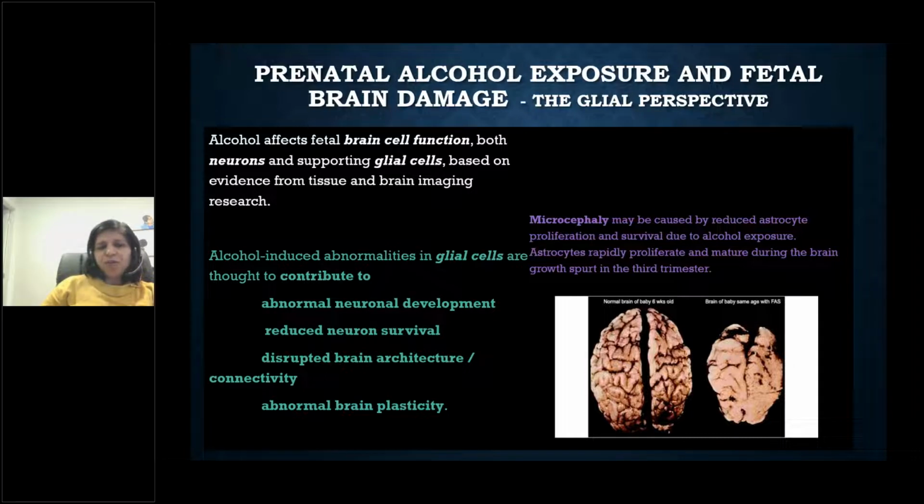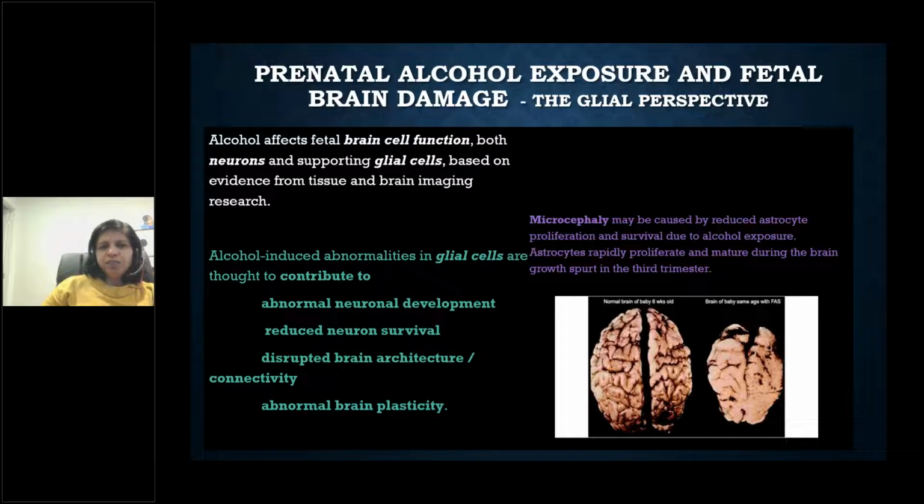Of course, if there are abnormalities in glial cells, it could lead to abnormal neuronal development, reduced neuronal survival, disrupted brain architecture, defects in impulse transmission, and abnormal brain plasticity. Similarly, microcephaly is something which can affect the growing brain, and it can affect the proliferation and survival of the neuronal cells. So these are some of the pathological and physiological bases of neurodevelopmental impairment in this condition.